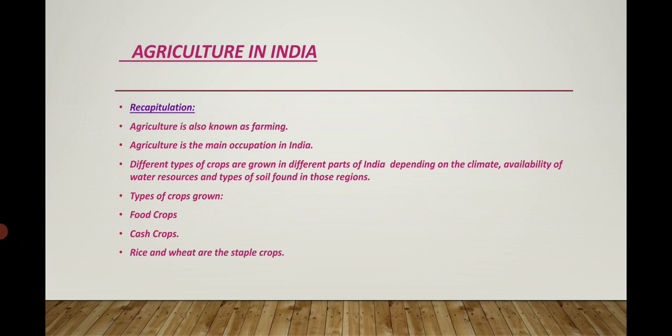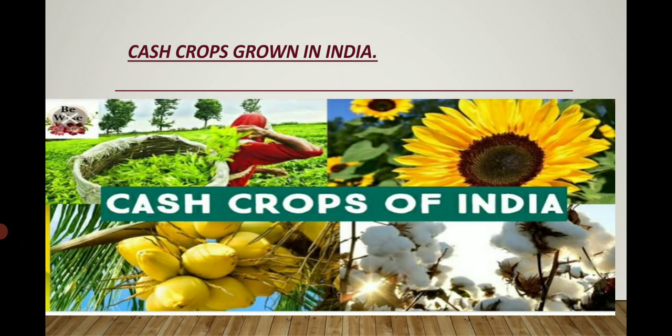Next, we had discussed the types of crops grown in India, and they are mainly of two types. They are the food crops and the cash crops. And in our last class, we had mainly discussed food crops and we had learned that rice and wheat are the main or the staple crops of India. In today's class, we are going to discuss the cash crops of India.